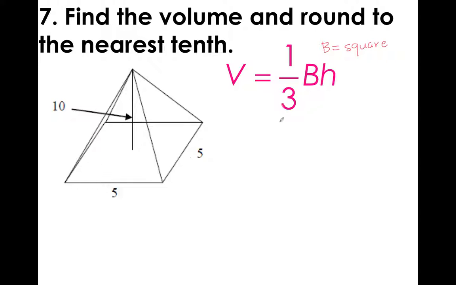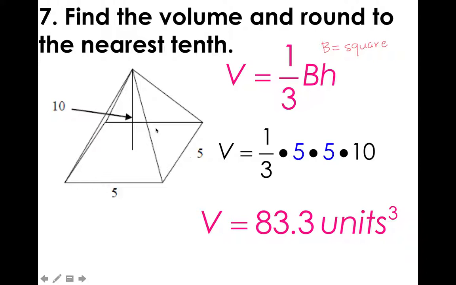And so that means the formula that I will use is 1/3 times 5 times 5, or I could have done 5 squared, times the height, which is 10. When I plug that into the calculator, I end up getting 83.3 units. Once again, notice the setup, the process is still the same. The only thing different is we are actually now plugging in a 1/3 in front of it. And that goes for all pyramids and cones.